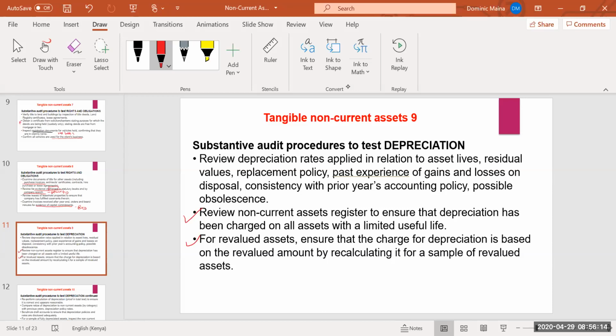So you may want to ask the company, during the year, is there any asset that you have revalued? If you have, then of course go and check on the company asset movement schedule that the depreciation charge has changed based on the revalued amounts.